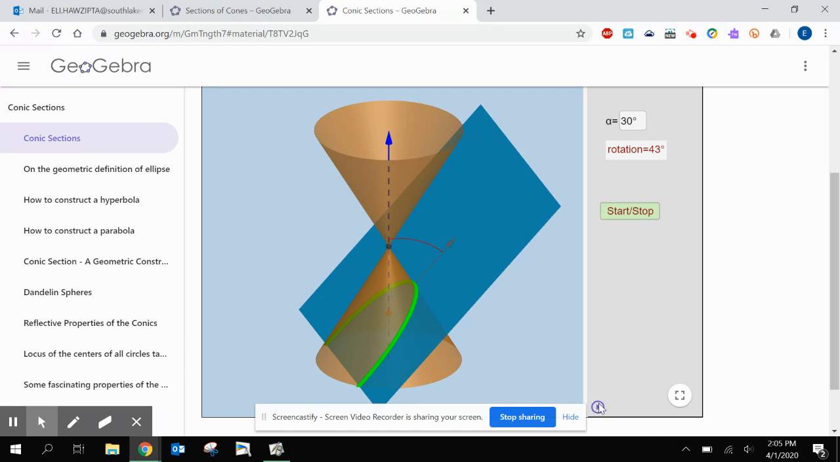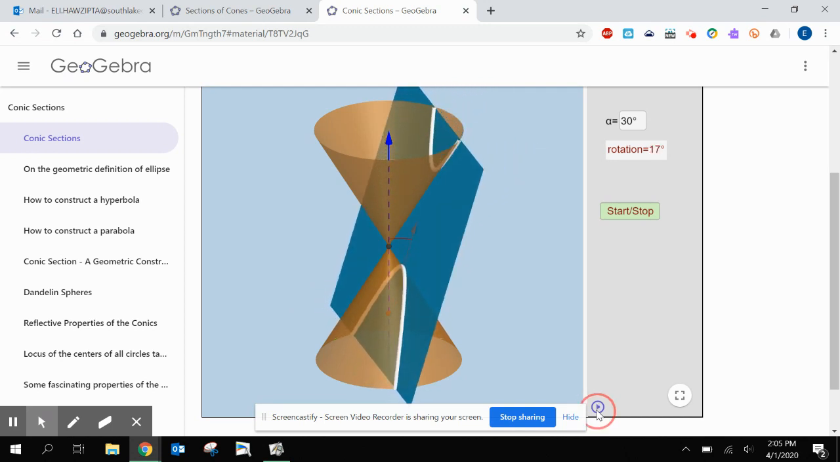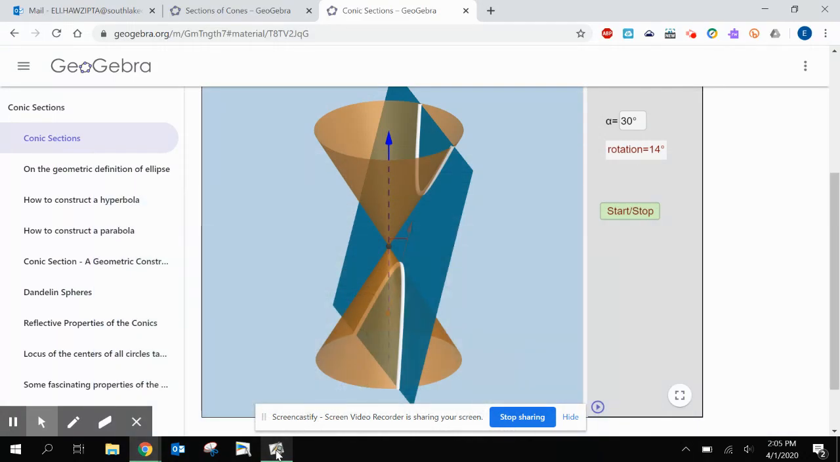And if we keep going, and eventually, right here, is when the blue plane is going to touch both bases. Now, it could be oblique, it could be vertical, it doesn't matter. But the key is on our notes, and I think I'm going to go back to this here and let you all see this. A hyperbola is formed when the plane intersects both bases. It could be perpendicular, it doesn't have to be, but it just has to touch both bases. And if you take a look at these white curves, I'm going to scroll over this with my mouse. These white curves make up what's called a hyperbola.